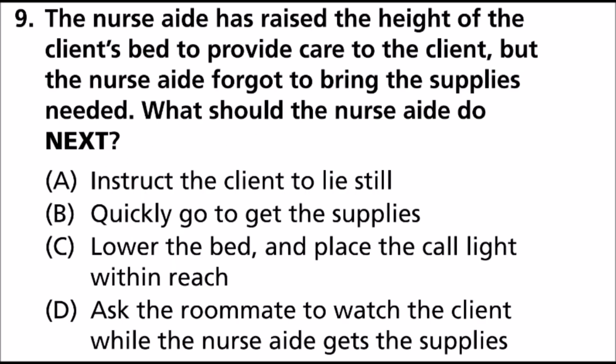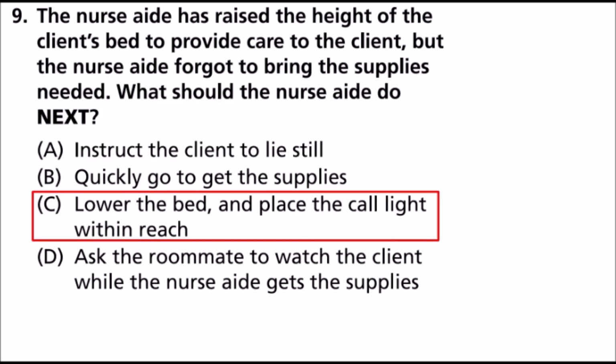9. The nurse aide has raised the height of the client's bed to provide care to the client, but the nurse aide forgot to bring the supplies needed. What should the nurse aide do next? A. Instruct the client to lie still. B. Quickly go to get the supplies. C. Lower the bed and place the call light within reach. D. Ask the roommate to watch the client while the nurse aide gets the supplies. The correct answer is C. Lower the bed and place the call light within reach.